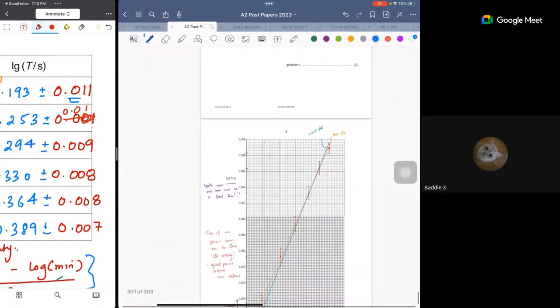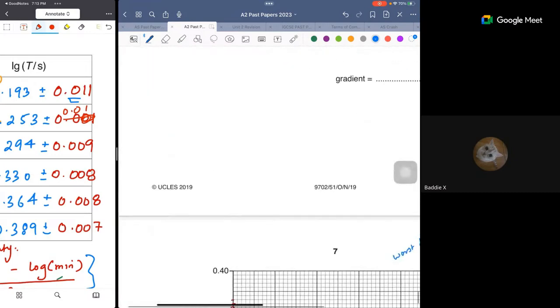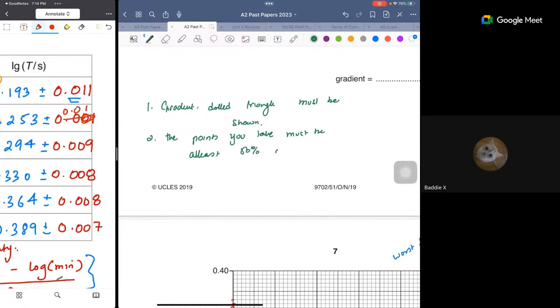Now, what is the rule for gradient? Number one. So where do I write? Here I'm going to write, right here, so I can share this PDF with you as well. So for gradient, first of all, a dotted triangle must be shown. So that's one rule. The other thing is that the points you take must be at least 50% or greater away from each other.